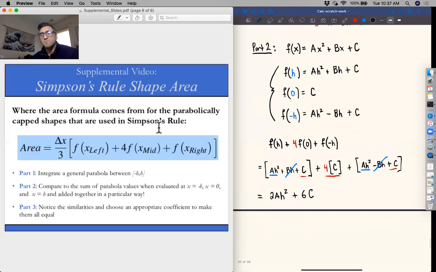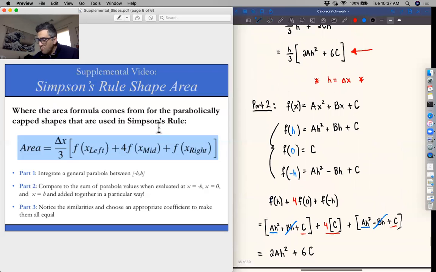So why is this important? Well, if we compare back to what we did for the integration, we now have this combination of function values that lead us to something that looks like 2ah squared plus 6c. And that is awfully reminiscent of what we got from that area integration from before. But the only thing missing is that coefficient of h over 3.